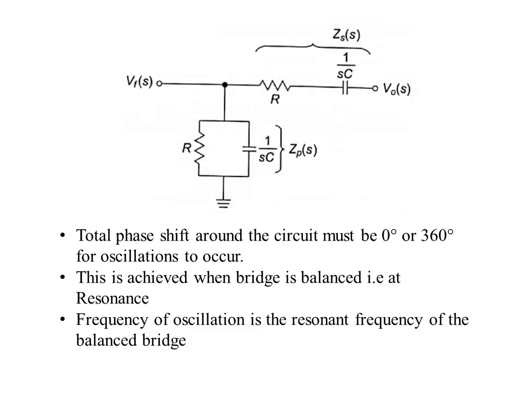So considering the feedback part alone, the output of the amplifier is V0. It is given to the series RC network, and then you have a parallel RC network. Between the series and parallel RC network, you will be taking your output VF. We have seen that the total phase shift around this should be equal to 0 or 360 degrees for the oscillations to occur. This will occur only when the bridge is balanced at the resonance. Hence, the frequency of oscillation is the resonant frequency of the balanced bridge.